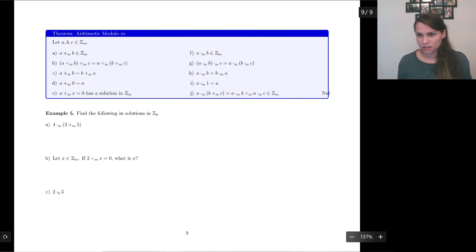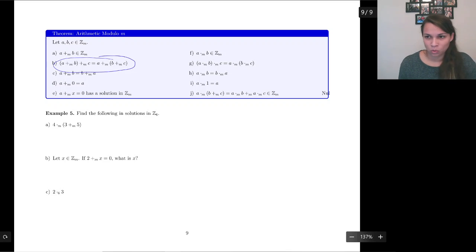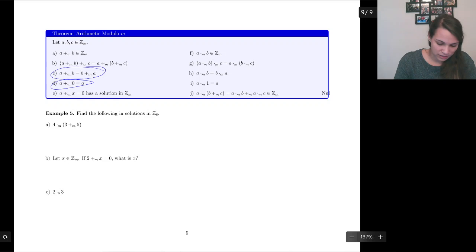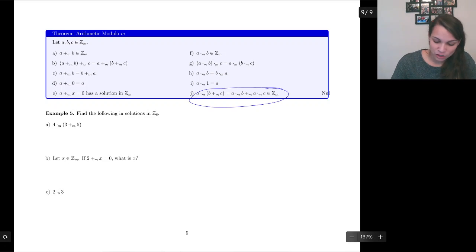And then these operations operate a lot like before. It doesn't matter what order you add in, it doesn't matter what order you multiply in. You can do it backwards or forwards. 0 works the same: you can add it to A and you'll still get an A. 1 works the same: when you multiply it by A, you get back A. Even distribution works the same.